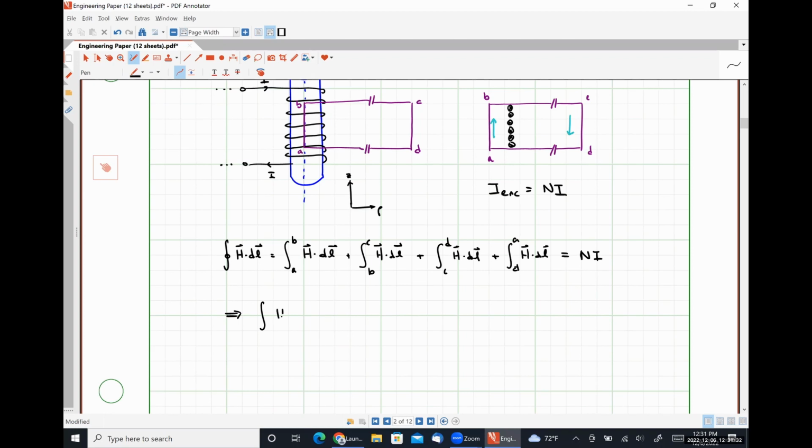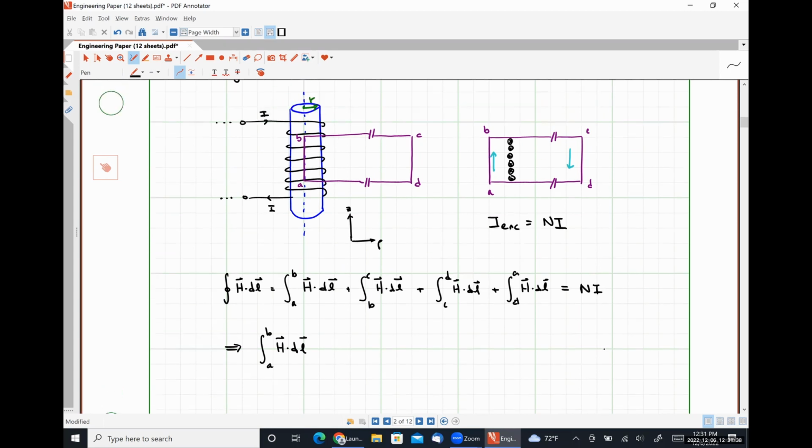So the integral of H dot dl along the path A to B. Our path from A to B is in the up and down direction, right? And we have already established that our magnetic field is also in the up and down direction. So the line integral of H dot dl along the path from A to B is simply H times the length from A to B. Yay for easy calculus.